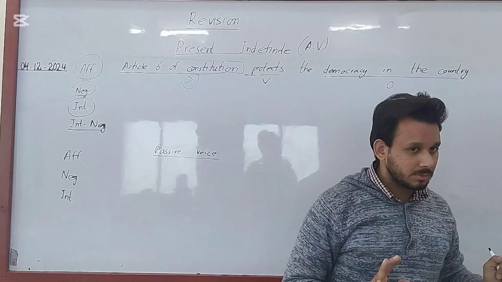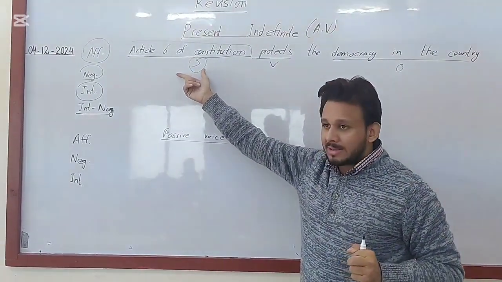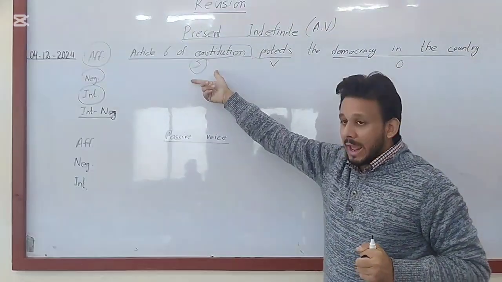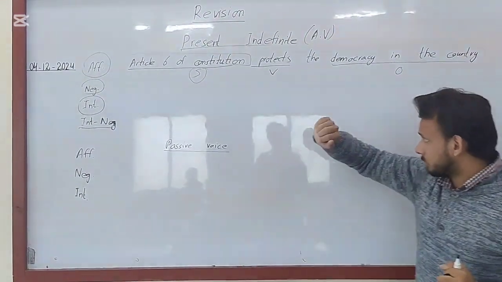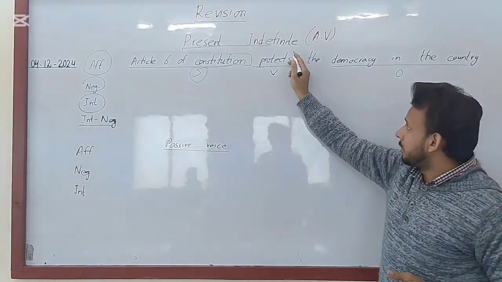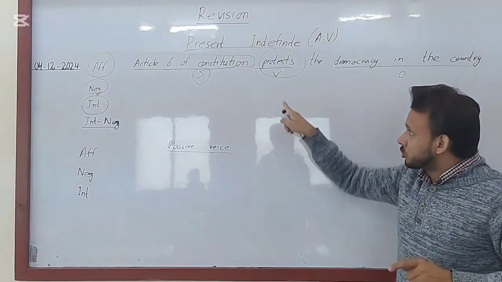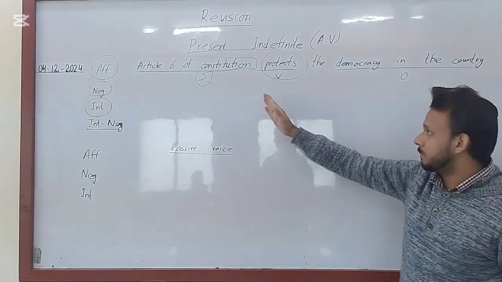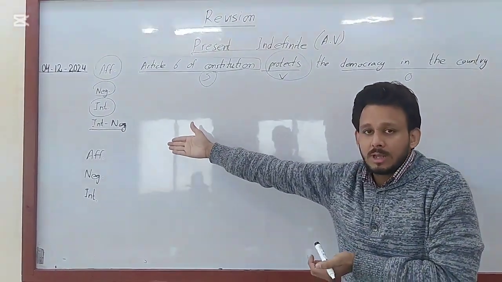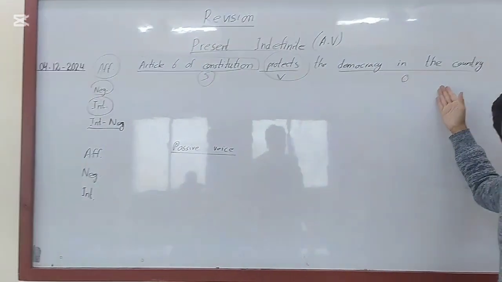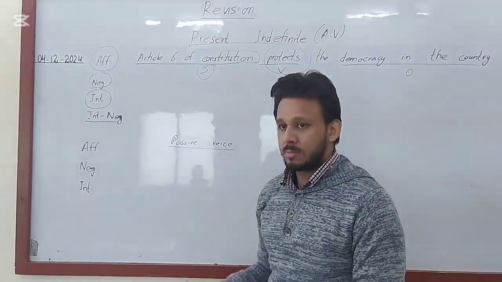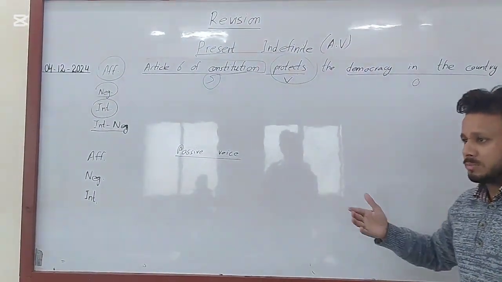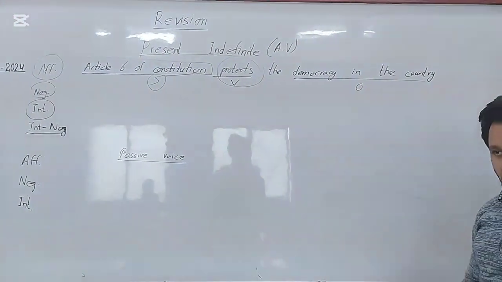Are you guys clear? Yes. Okay. So this will be recognized as the subject in this sentence because it is doing an action. Then the action that is being performed is the action of protection, so here protect will be the verb. And the final thing on which the action is being done: what does Article 6 protect? It protects the democracy in the country. You might not be familiar with Article 6, but you must be familiar with democracy.